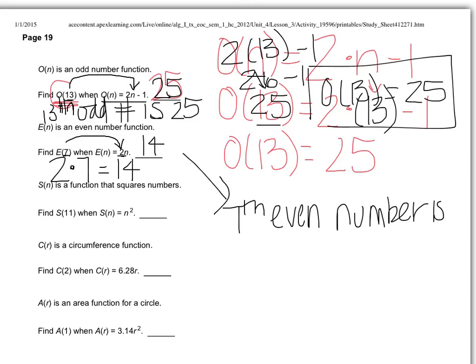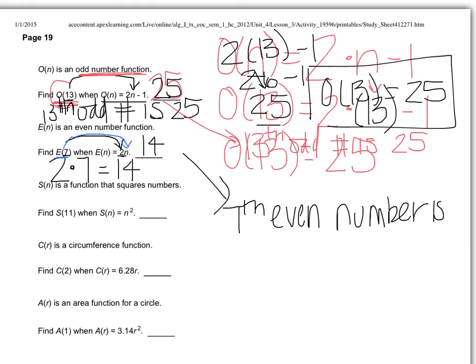We could also translate this, because this is the odd number function, we could rewrite this as the 13th odd number is 25. That's what this means. So for the next problem, they give us an even number function, which is a way to always get even numbers, and it tells us to find E of 7 when E of n equals 2 times n. So what they're wanting us to do is to plug in 7 for n.